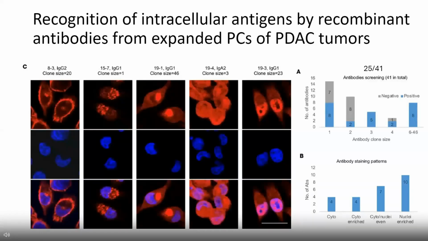And all 25 antibodies show binding to intracellular antigens, and you can see they range from cytoplasm-enriched, to nuclear-enriched, to equal distribution between cytoplasm and nuclei.